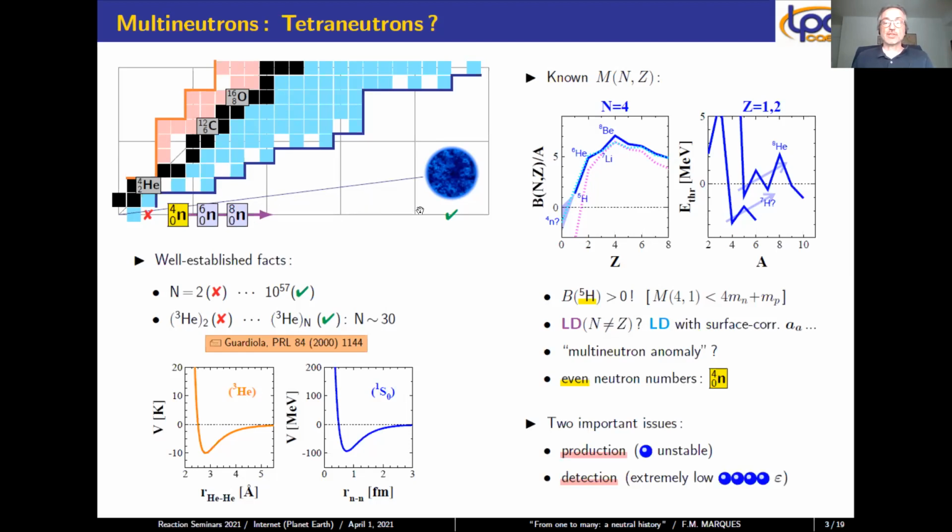And just to finish this introduction, there are 2 important issues. The first is that neutrons are unstable, so we cannot have neutron targets, and it's difficult to have neutron beams. So the production of multineutrons will be difficult. And once you have produced the multineutron, the detection of the multineutron will be difficult because the efficiencies are very low.